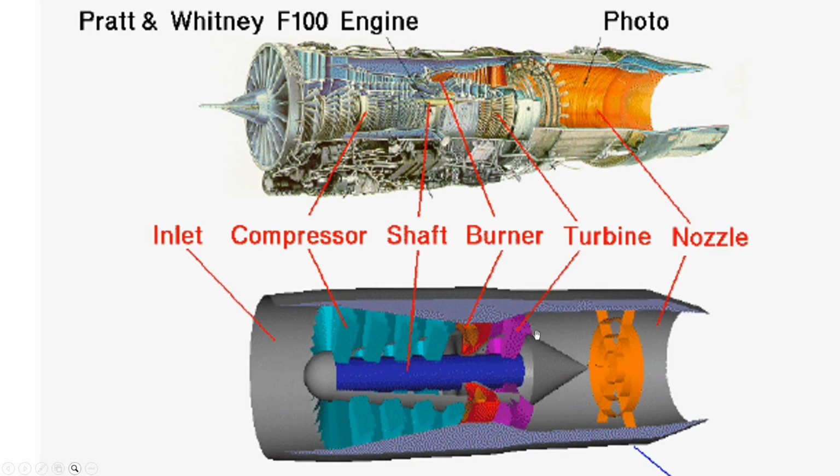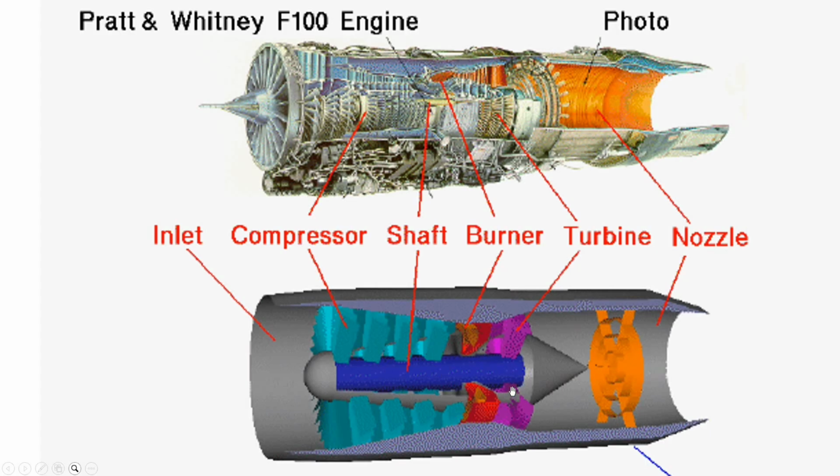Both the compressor and the turbine are made up of many rows of small airfoil-shaped blades. Some of these rows are attached to the central shaft and rotate at high speed, while other rows remain fixed in place. The rotating rows are known as rotors, and the stationary rows are known as stators. Together, the shaft, compressor, and turbine form what is known as the turbomachinery of the engine.